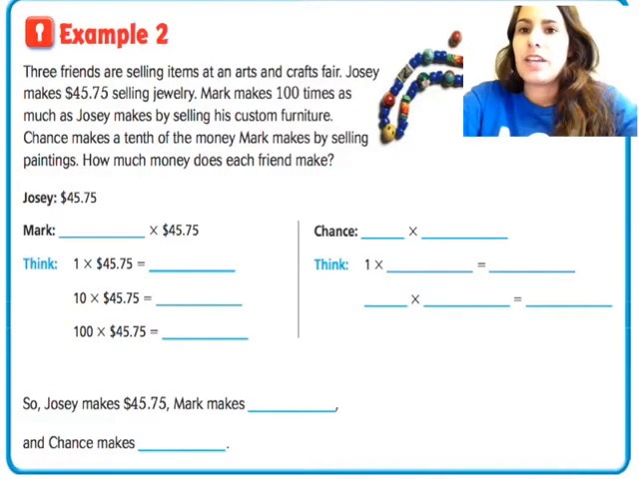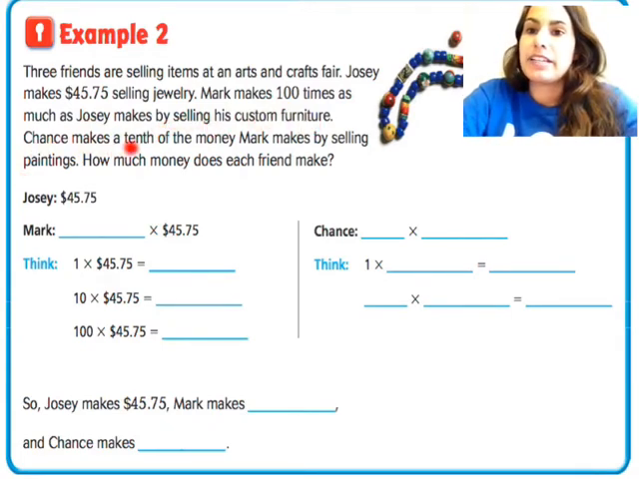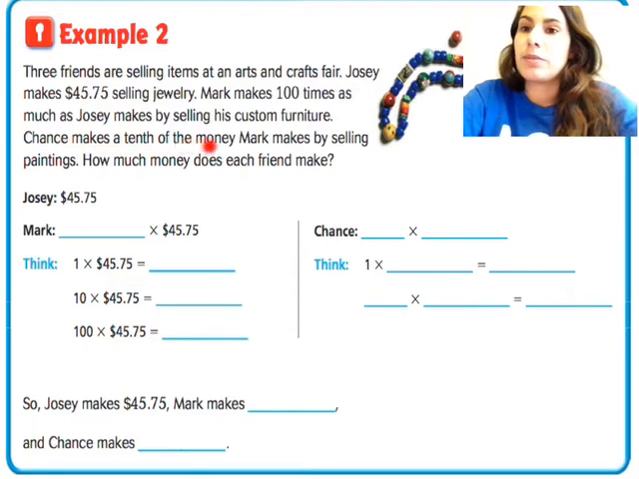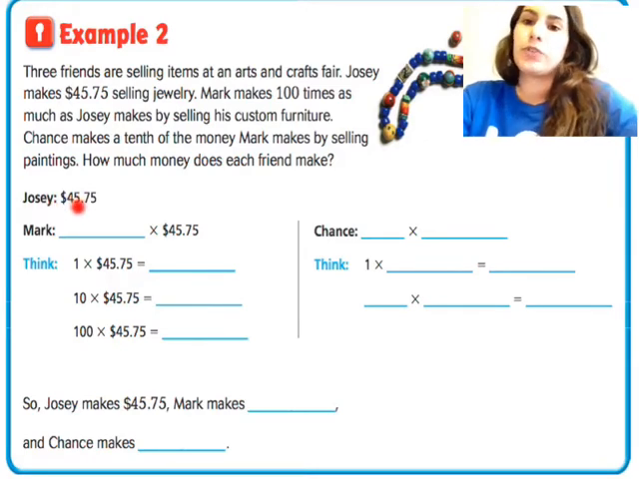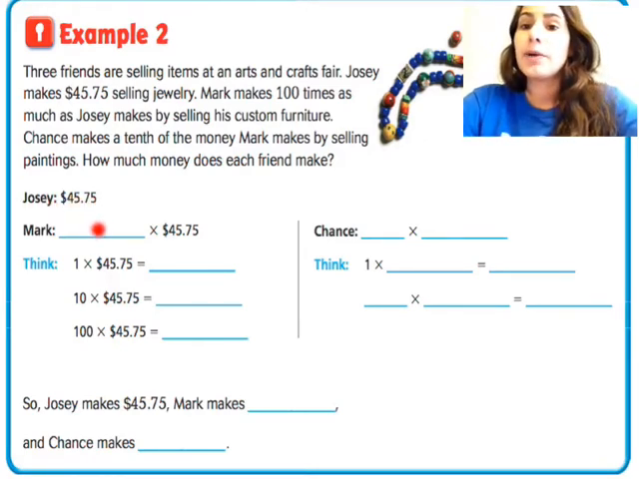3 friends are selling items at an arts and crafts fair. Josie makes $45.75 selling jewelry. Mark makes 100 times as much as Josie makes by selling his custom furniture. Chance makes a tenth of the money Mark makes by selling paintings. How much money does each friend make? All right. Well, we know Josie makes $45.75. Mark makes 100 times as much as that.